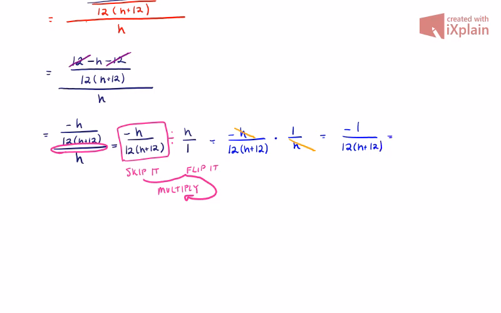You could also distribute the denominator out, and you could have negative 1 all over 12h plus 144, but this is the result. We've taken the average rate of change, or in other words, the slope, for this particular function on that interval of x values going from 1 to 1 plus h.